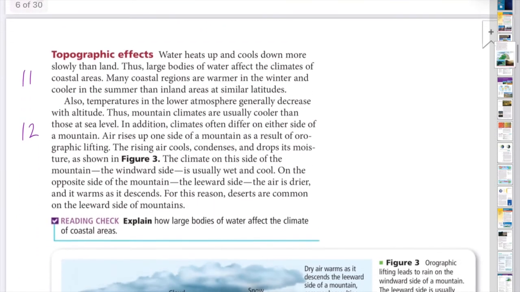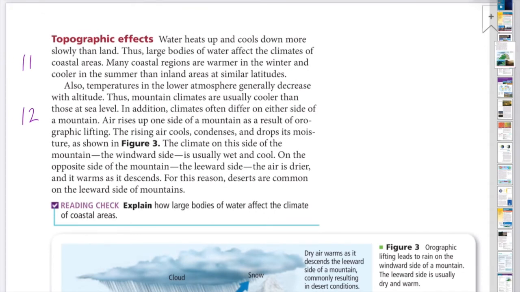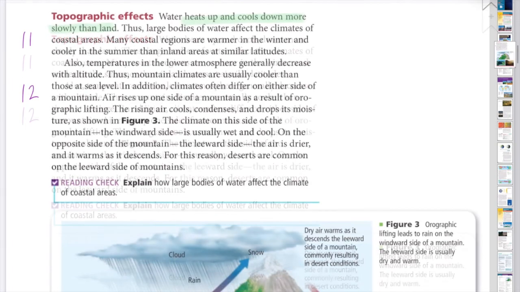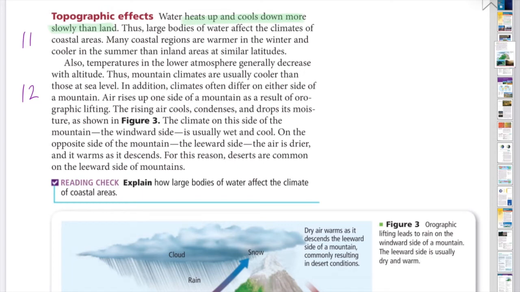Okay. Topographic effects. Remember, topography refers to the shape of the land. So water heats up and cools down more slowly than land. Thus, large bodies of water affect the climates of coastal areas. Many coastal regions are warmer in the winter and cooler in the summer than inland areas at similar latitudes. Also, temperatures in the lower atmosphere generally decrease with altitude. Thus, mountain climates are usually cooler than those at sea level.